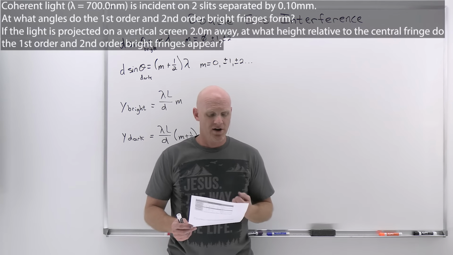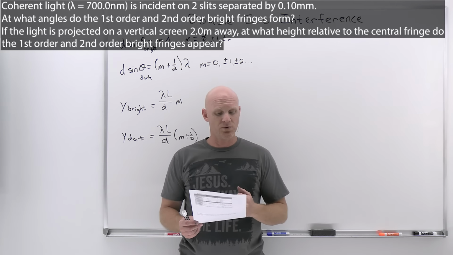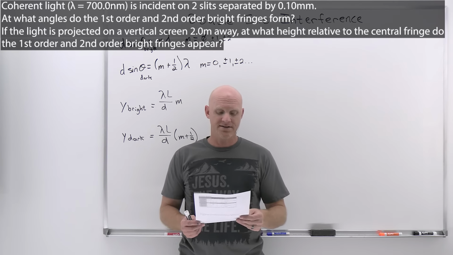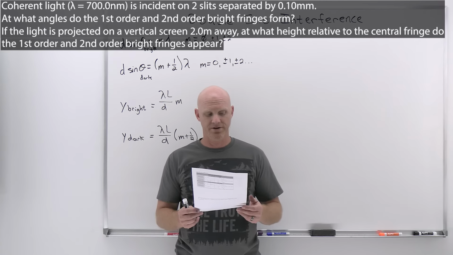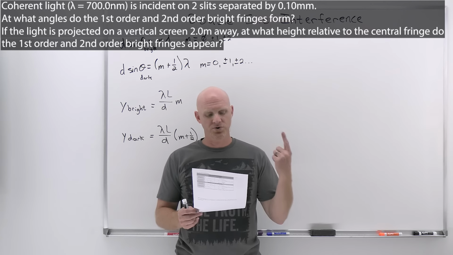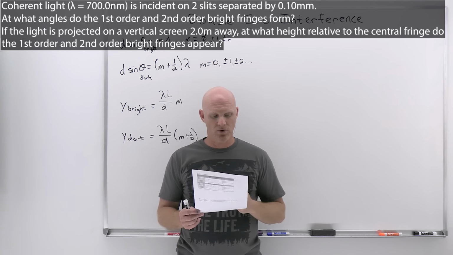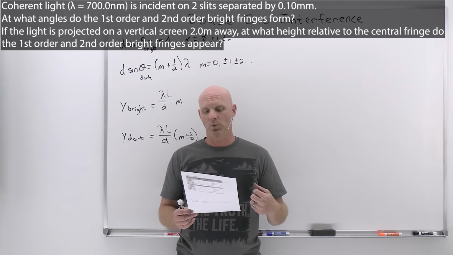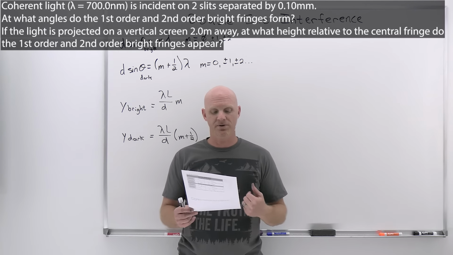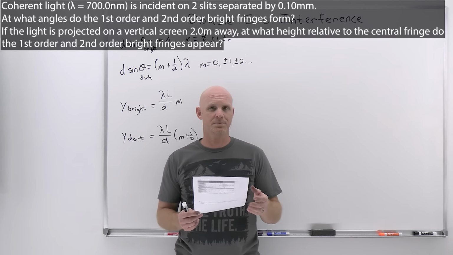The question says, coherent light, lambda equals 700.0 nanometers, is incident on two slits separated by 0.10 millimeters. At what angles do the first order and second order bright fringes form? If the light is projected on a vertical screen 2.0 meters away, at what height relative to the central fringe do the first order and second order bright fringes appear?